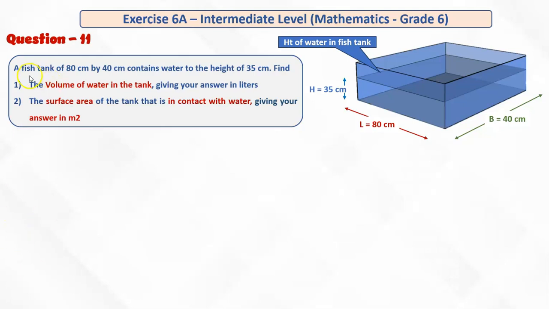Question states that a fish tank of 80 centimeters by 40 centimeters contains water to the height of 35 centimeters. So on your right side you can see that there is a fish tank which has a breadth of 40 centimeters, length of 80 centimeters, and the height of water inside this tank is 35 centimeters.